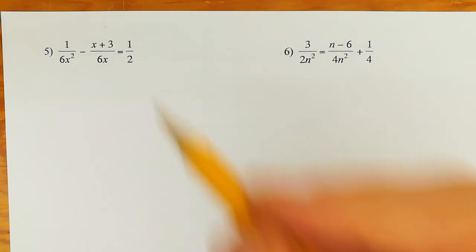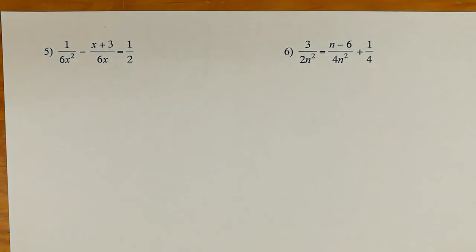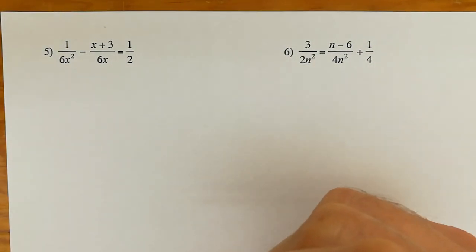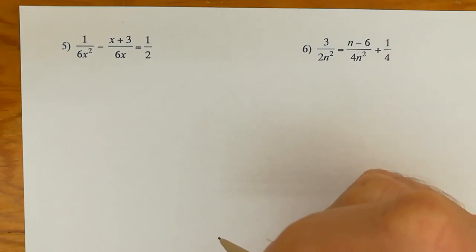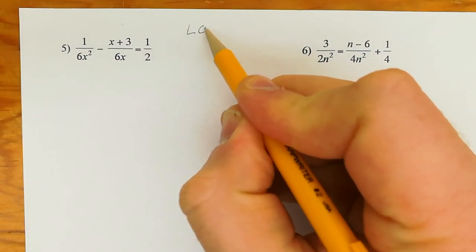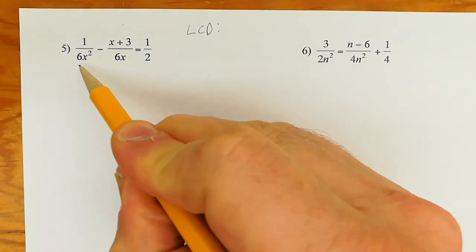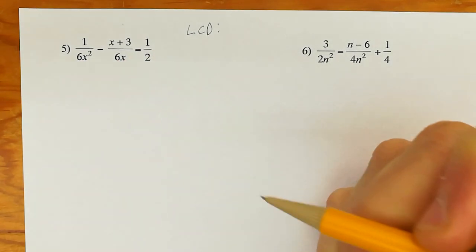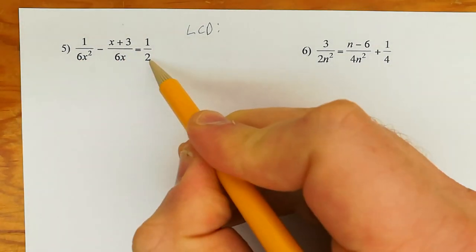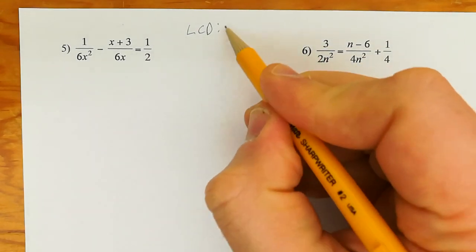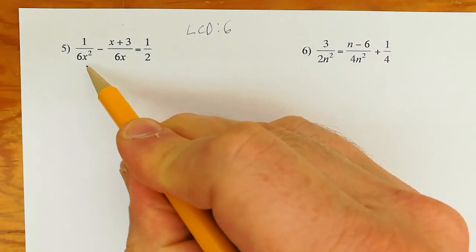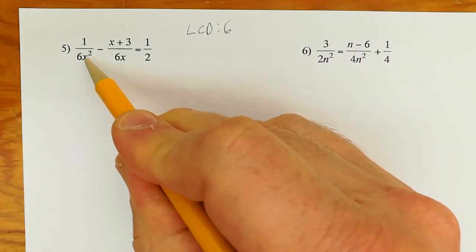At first glance, this might look simpler than number 3. Kind of looks more like number 1 and 2. This one will end up a little bit different, which we'll see here. So same deal, you want to find your LCD. Looking at the numbers, the lowest number that both 6 and 2 go into would be 6. And then looking at the variables, well, we got an x and an x.